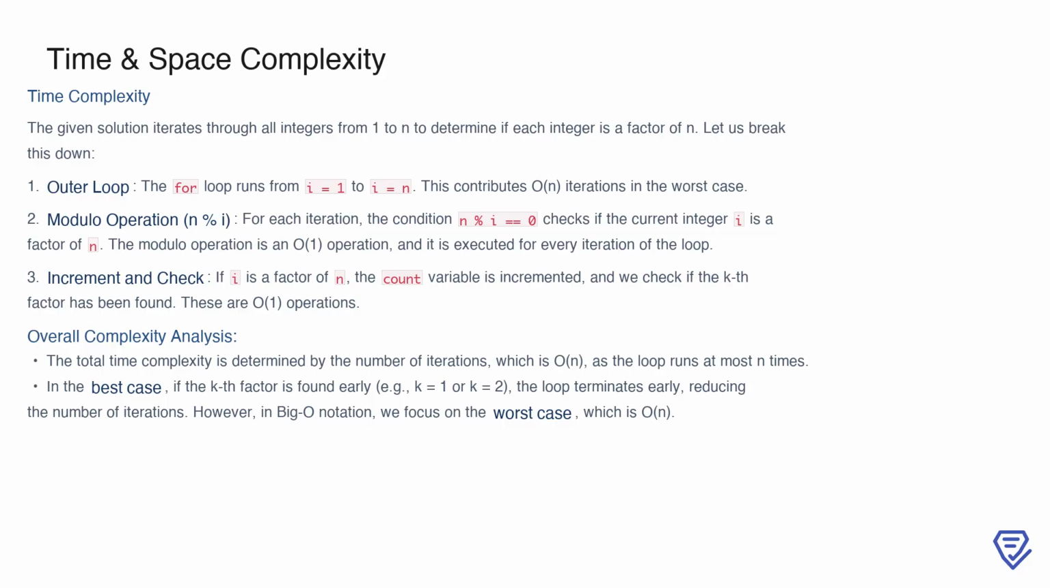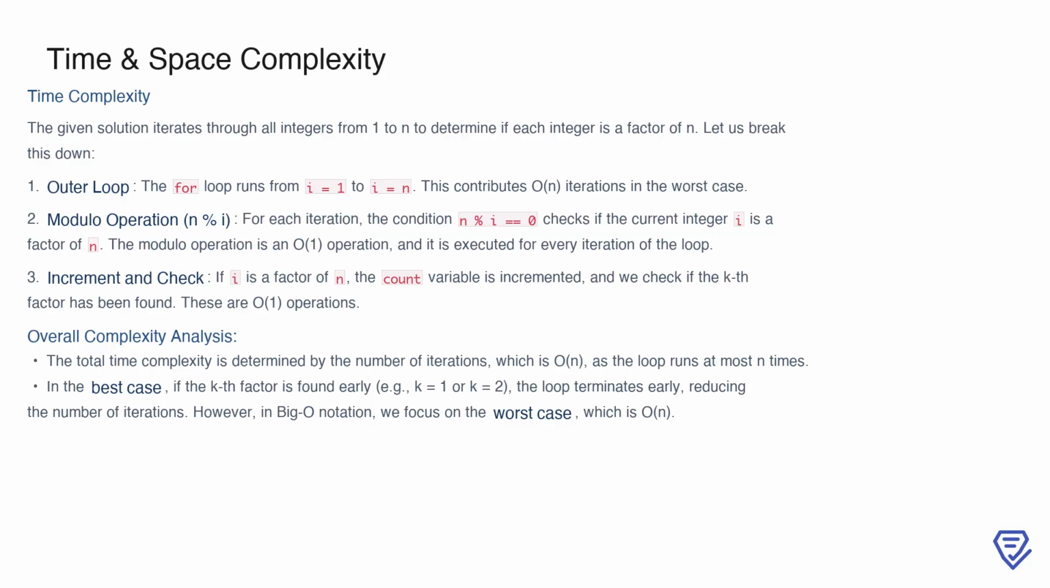Within each iteration, the algorithm performs a modulo operation, checking if n % i equals 0 to determine if the current i is a factor. Since this modulo operation is a constant time operation, O(1), it does not add to the overall complexity but is executed n times in total. Additionally, when a valid factor is found, the algorithm increments the count variable and checks if the kth factor has been reached. These operations are also O(1) and executed conditionally. Therefore, the overall time complexity is dictated by the number of iterations, leading to O(n).